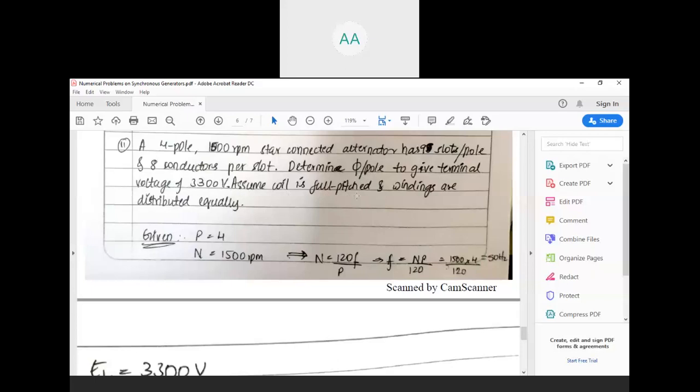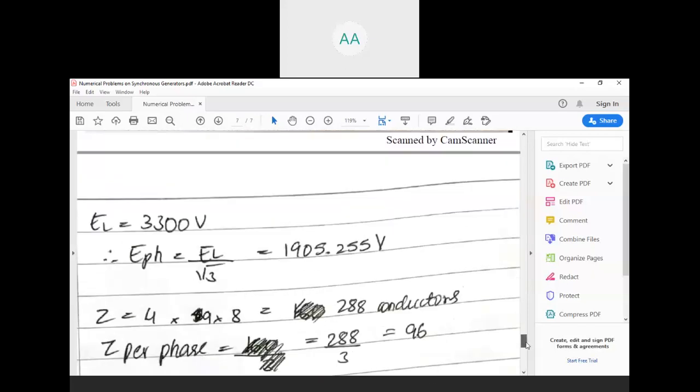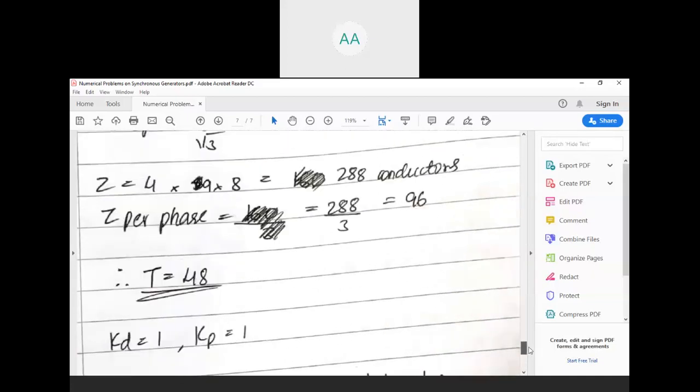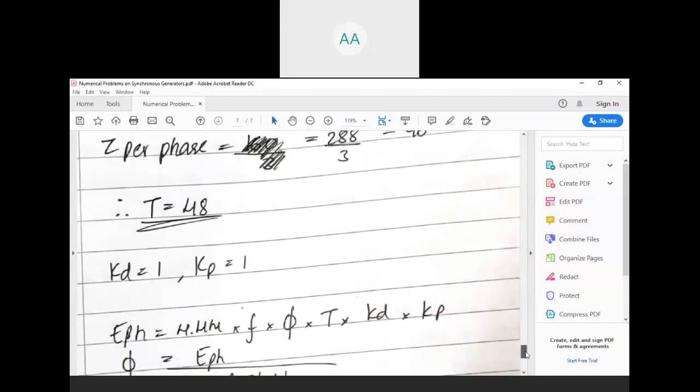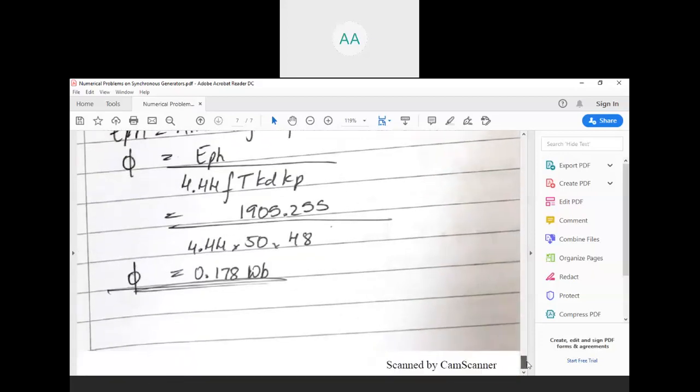Assume the coil is full pitched and the windings are distributed equally. So the windings are distributed equally, so Kp and Kd equals 1 in both the cases. So this is what it has been there. I think we have solved this problem. Yeah, you'll get it as 0.178 Weber.